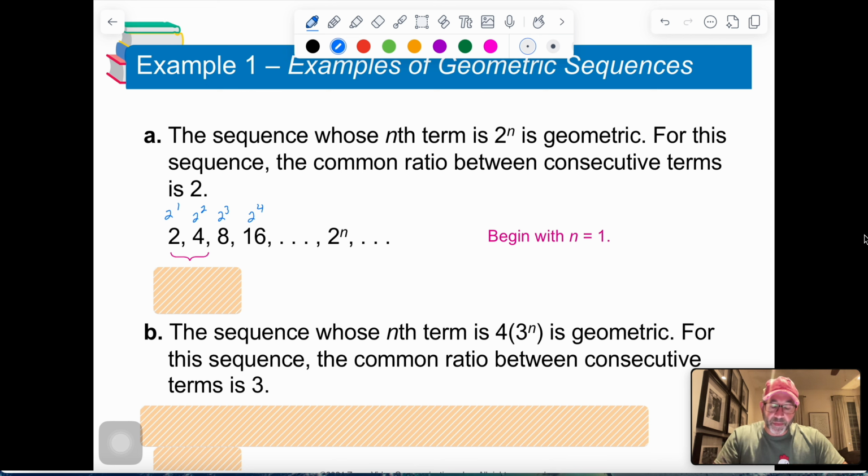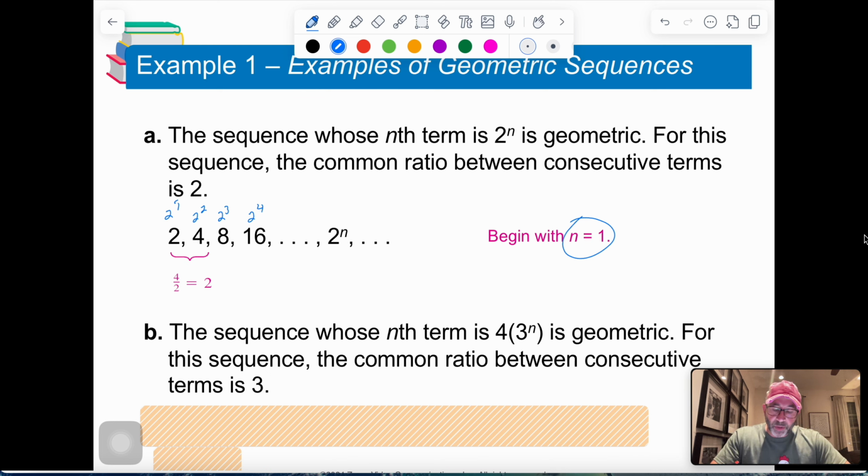Well, how do I know that? Because when I take the terms and divide them, 4 divided by 2 equals 2. If I continue this pattern, 8 divided by 4 equals 2, and 16 divided by 8 equals 2. So the common ratio that's taking place here is 2. Now, it says that we're actually beginning with n equal to 1. That's important to understand: when n is equal to 1 or n equals 0, you'll see some problems where they mix it up a little bit, okay?